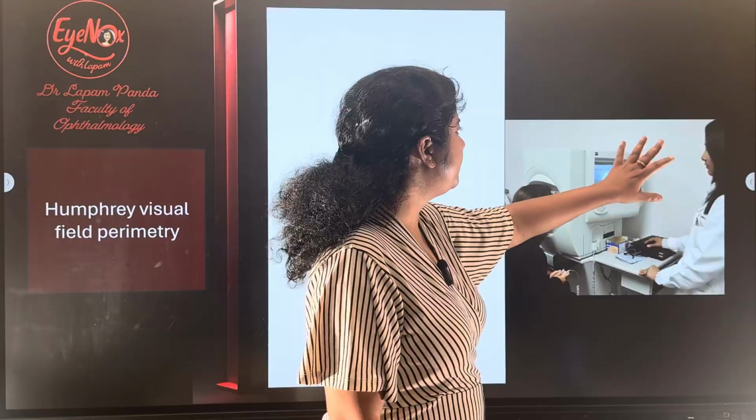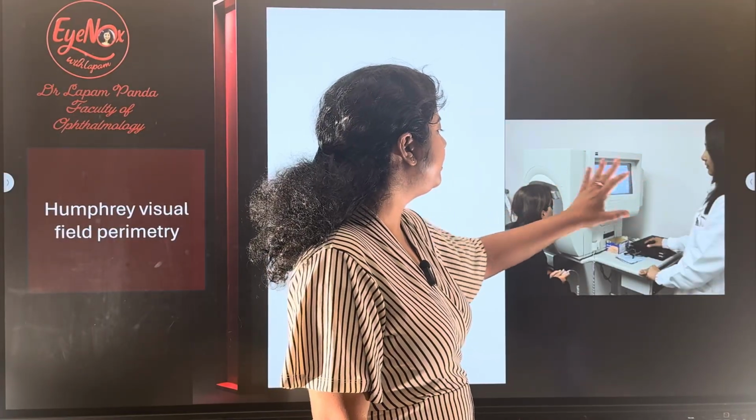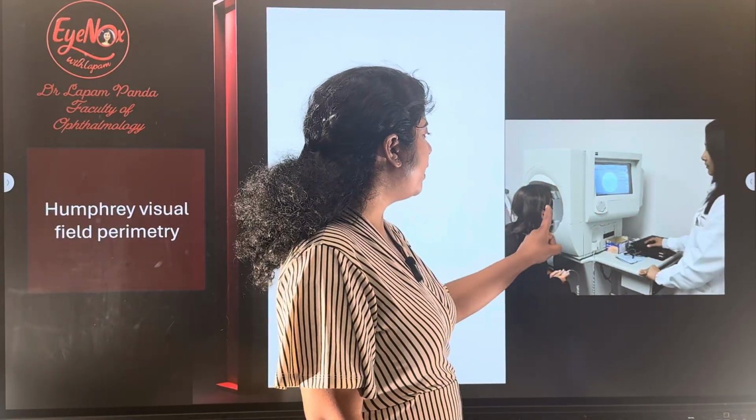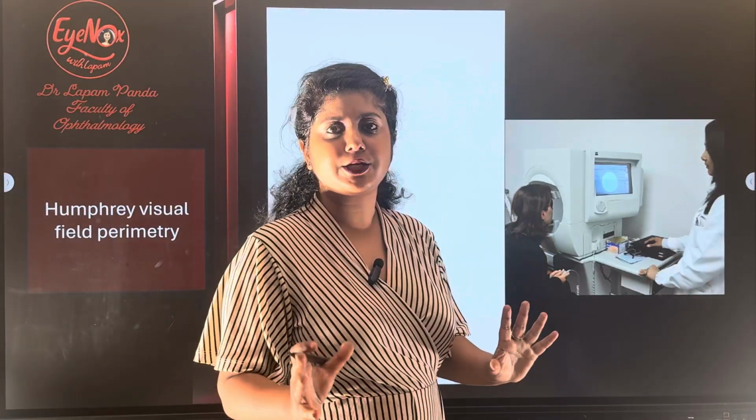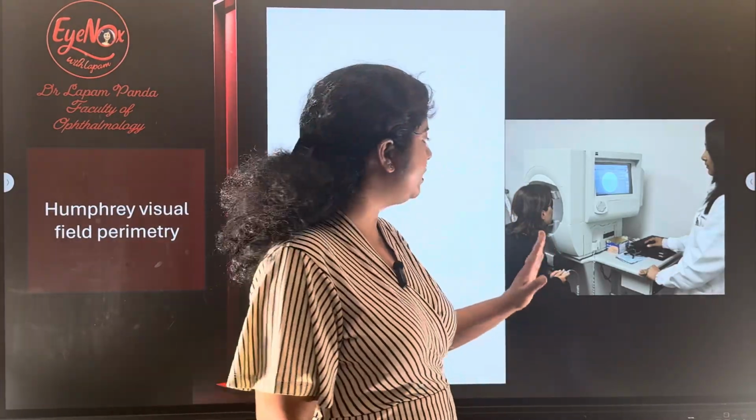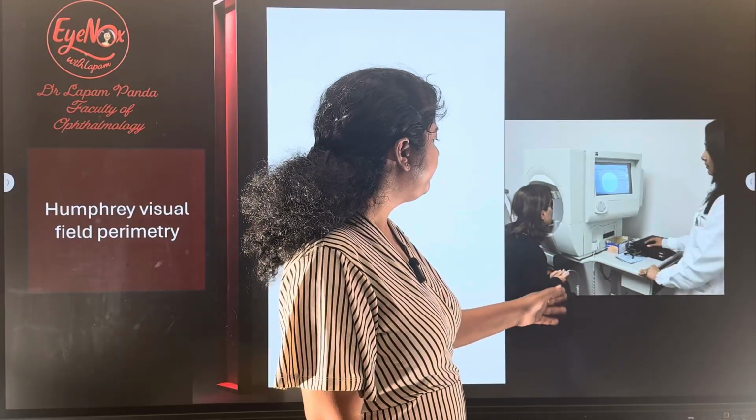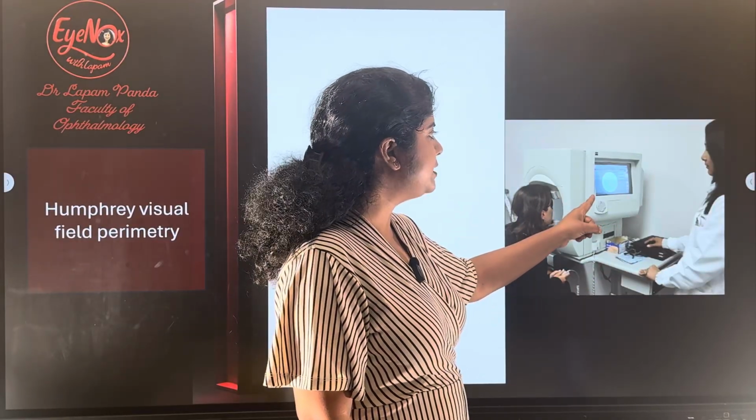So after entering the demographic details and the eye, the patient will be asked to sit. One eye of the patient is closed. Near correction, if the patient needs it, will be given so that the patient can see the near. And then the patient is asked to fix at a central target.